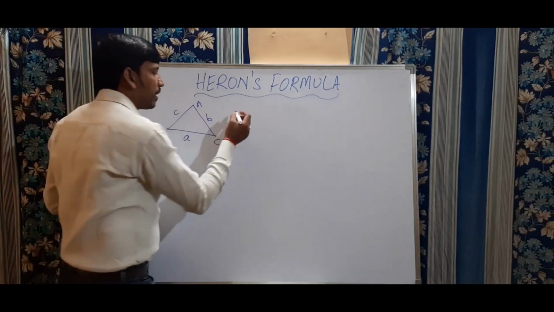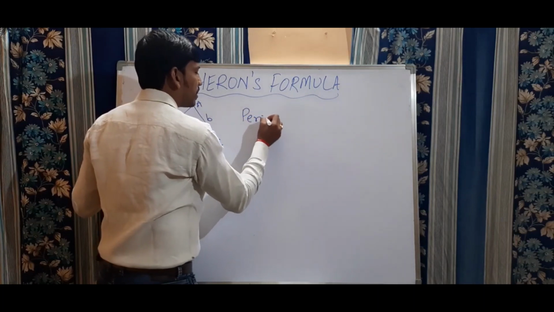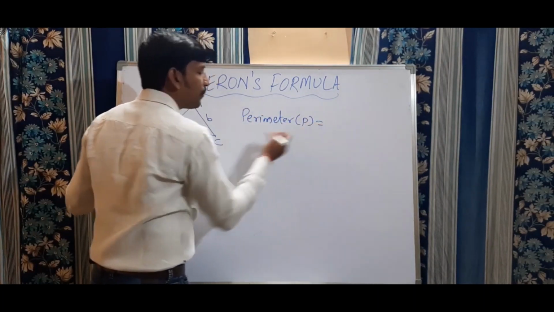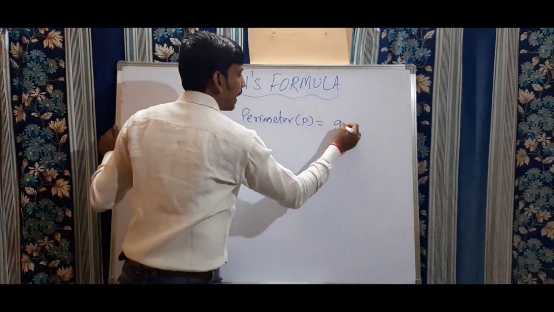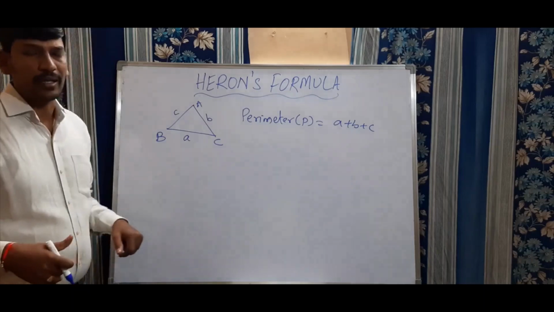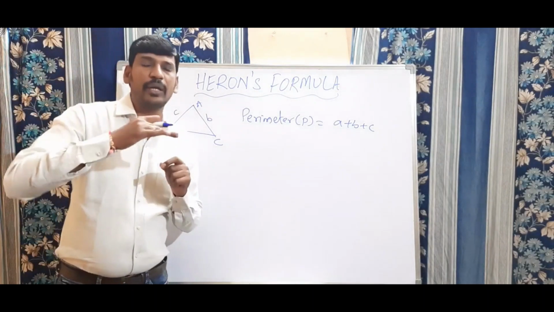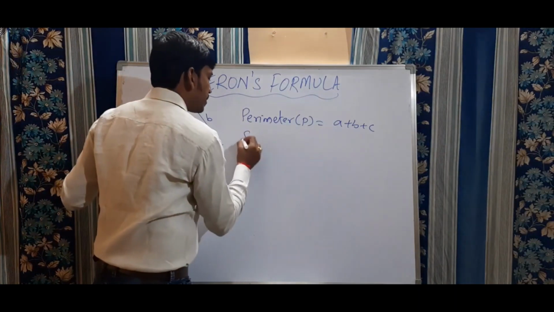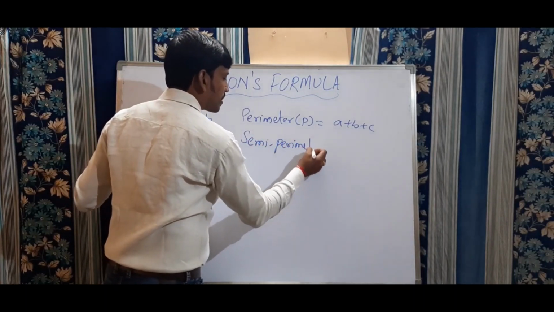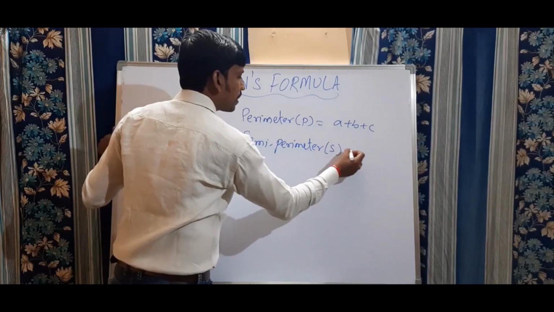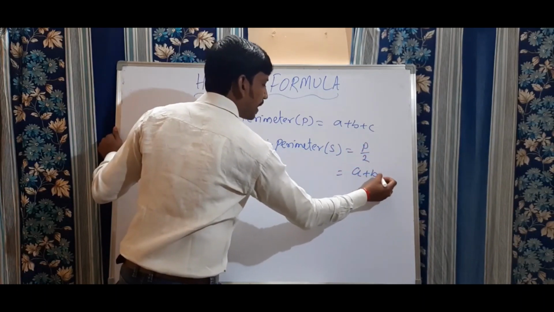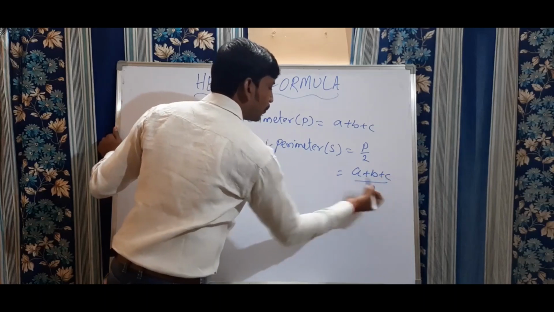Then what is the perimeter here? Perimeter P is equal to the sum of all the sides, that is a plus b plus c. Now find the semi-perimeter. Semi-perimeter means half of the perimeter. Semi-perimeter S is equal to P by 2, that is nothing but a plus b plus c by 2.